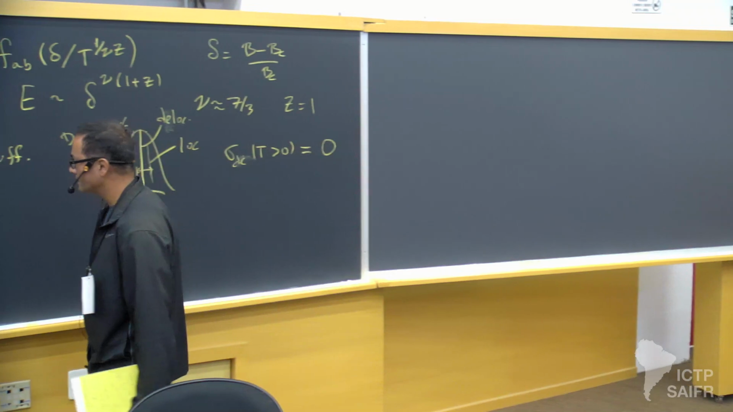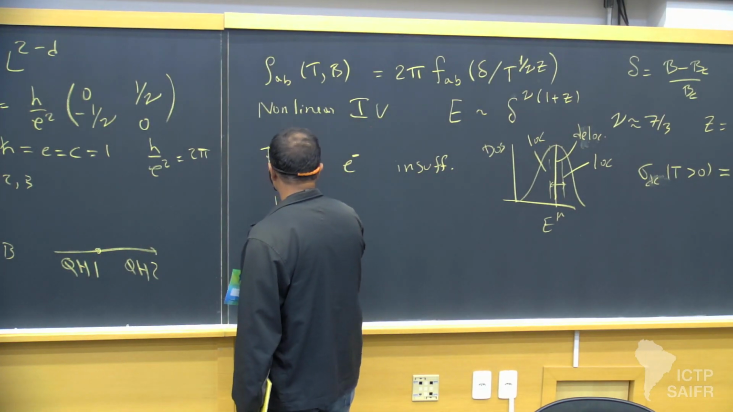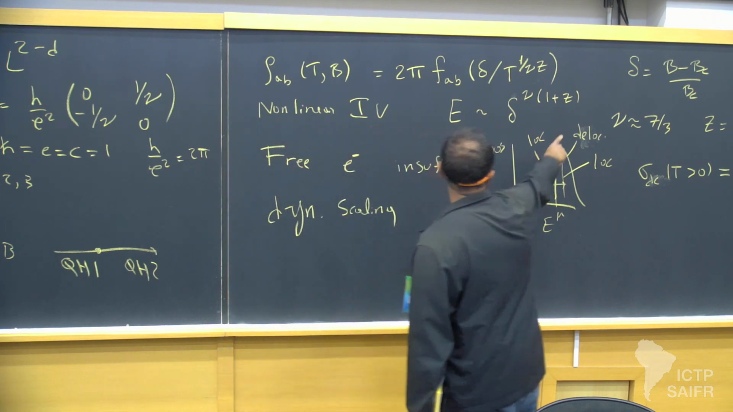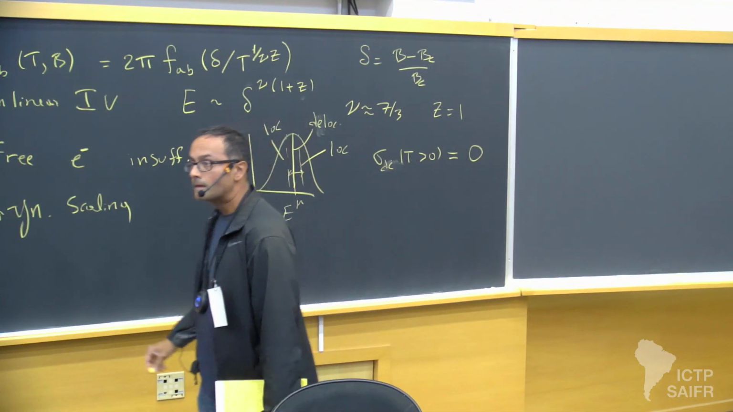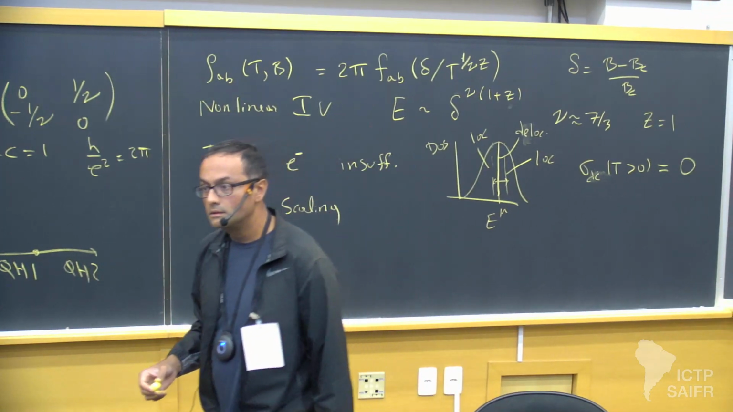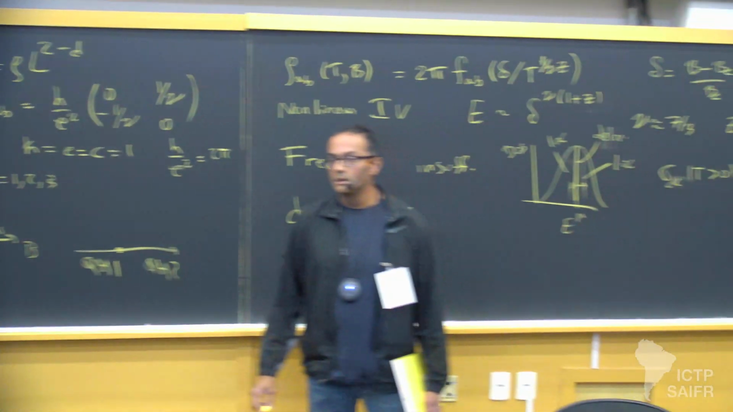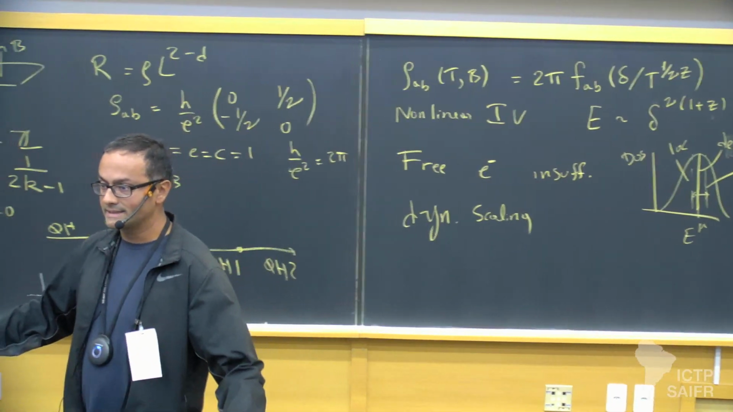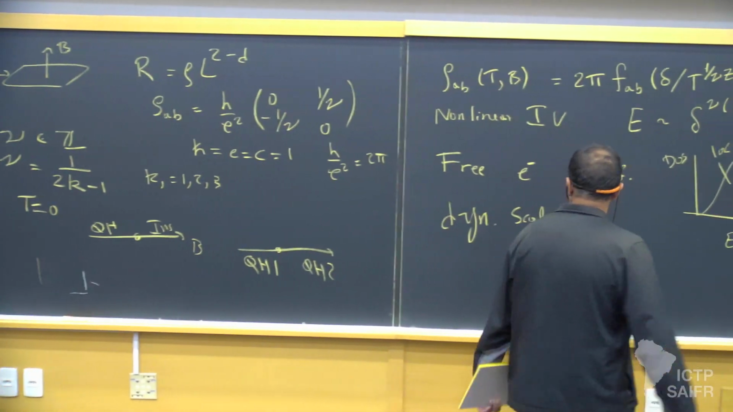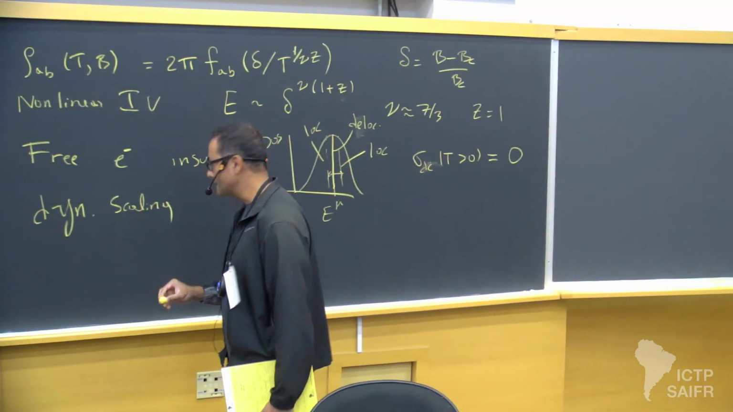The other thing that makes these free fermion models insufficient is the dynamical scaling, which is set by this exponent z. So if you look at non-interacting electrons, yeah. If you don't, inelastic scattering requires interactions with phonons or something like that. Okay, so if you ask about dynamical scaling, it all comes from the finite density of states.